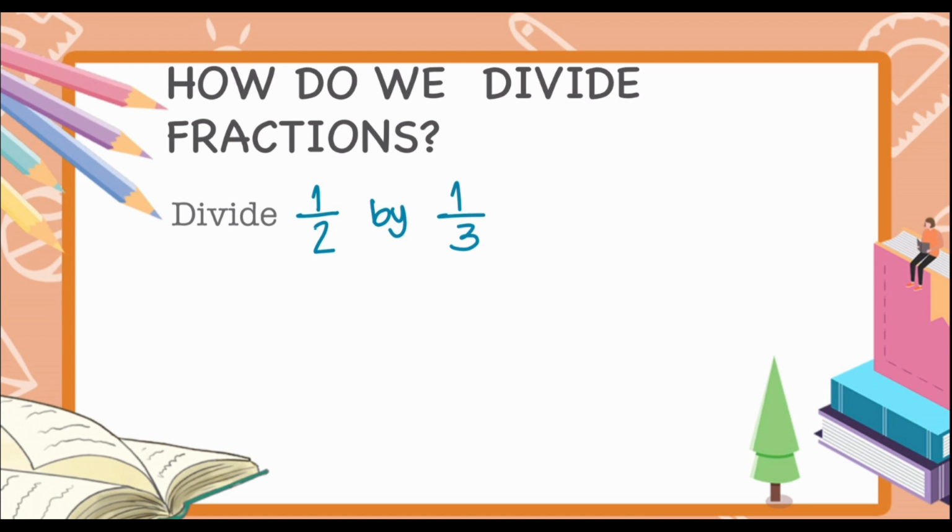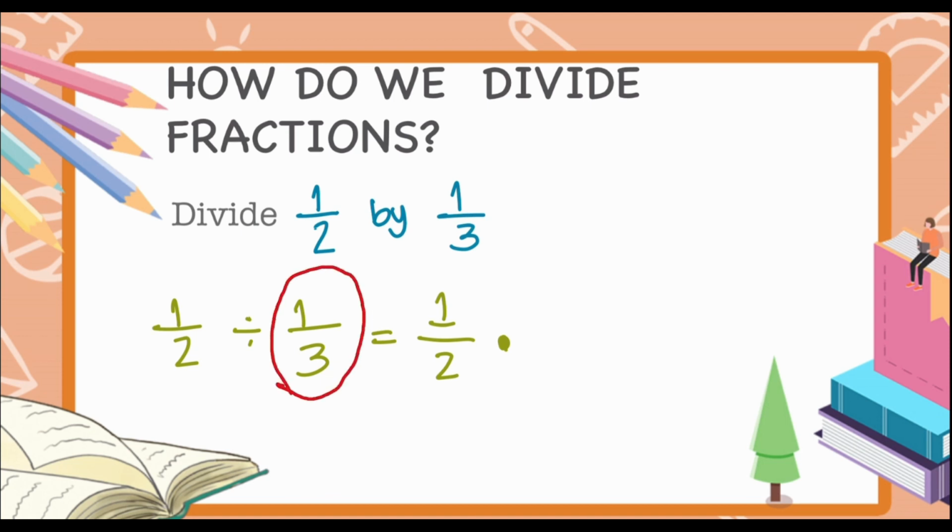Okay? So, first, write the problem. 1 over 2 divided by 1 over 3. Next step, you have to copy the first fraction, 1 over 2. Then change the division sign or the division symbol to multiplication. And then, this fraction, you will get its reciprocal, or you have to invert it. Babaliktarin mo. So, we will have a 1 on the denominator and 3 on the numerator. So, babaliktad siya.